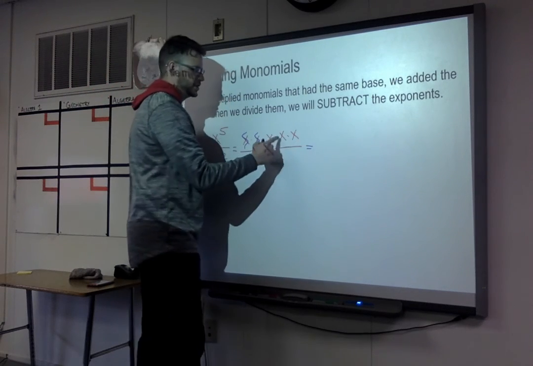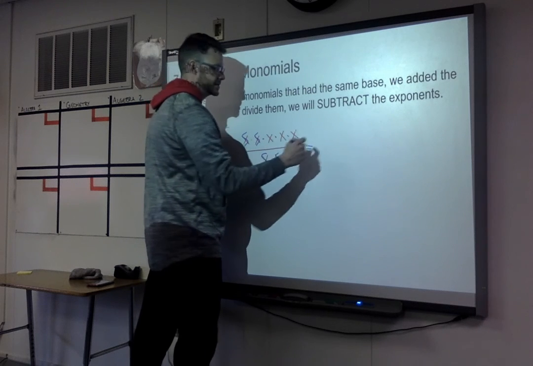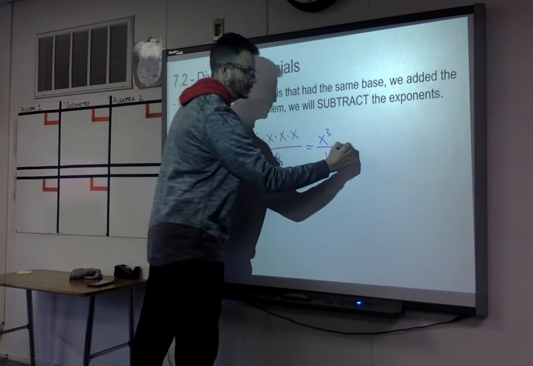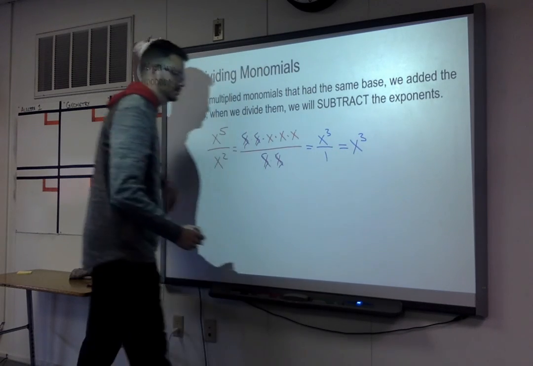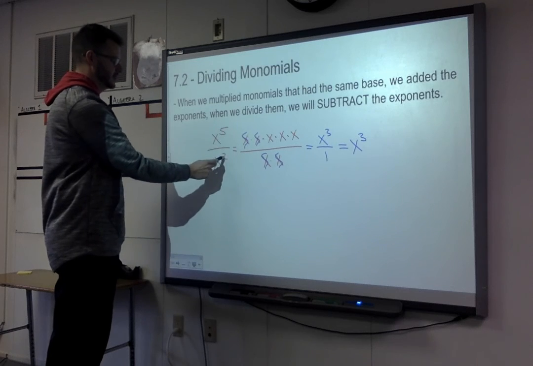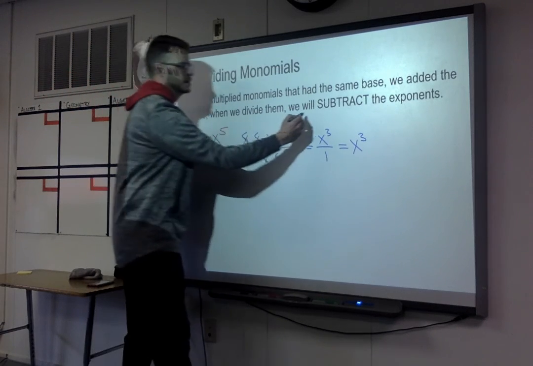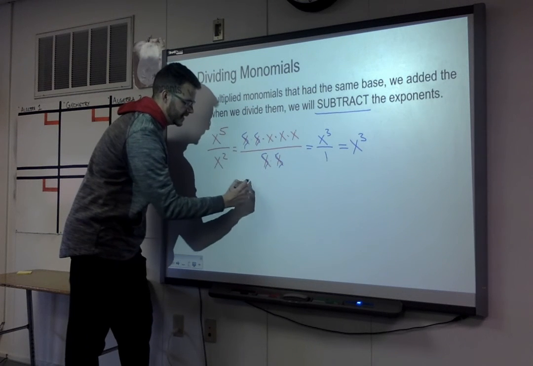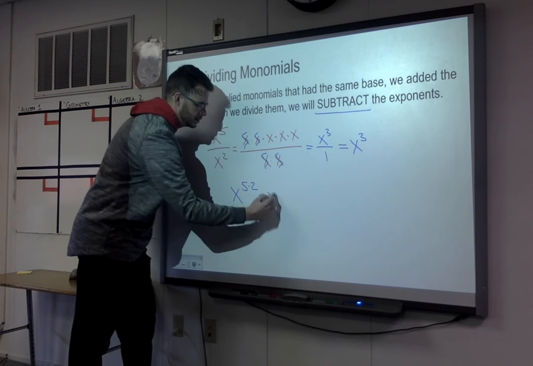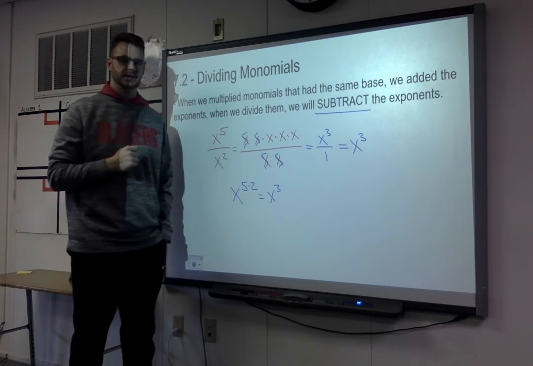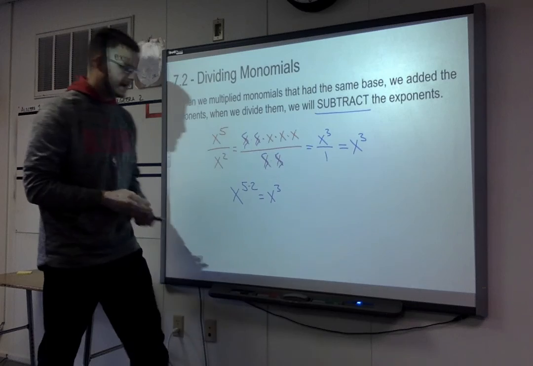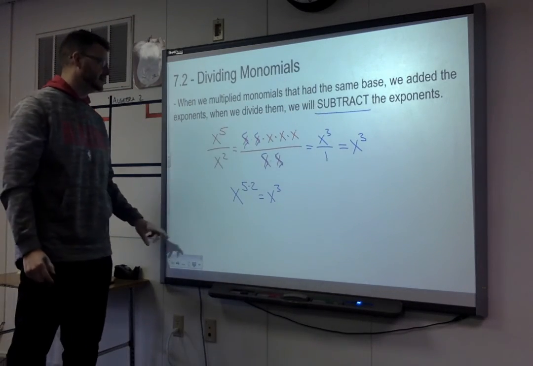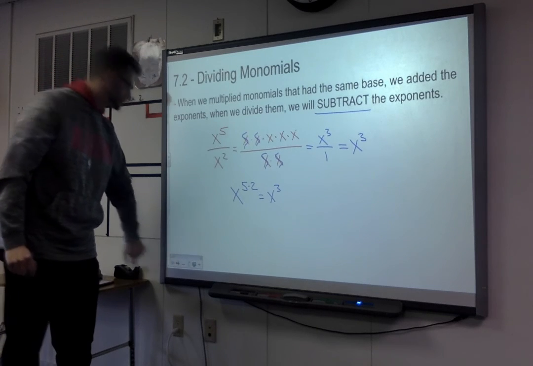Then what we're left with is x times x times x, or x cubed, over 1, which would give us x cubed. If we look at this, x to the fifth divided by x squared, like I said, we're going to subtract the exponents. So we could say x to the 5 minus 2, which equals x cubed. So again, this is just writing it out the long way to show you why we subtract when we're dividing monomials. So let's get into some examples here.